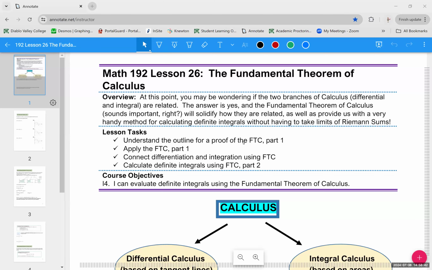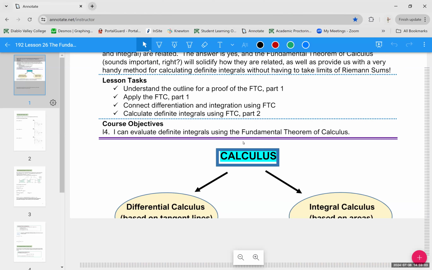Welcome to lesson 26, the Fundamental Theorem of Calculus. Sounds pretty important, right? So what the Fundamental Theorem of Calculus is going to do is connect differential and integral calculus. We're going to figure out what the relationship is between derivatives and integrals. That is why it's so fundamental.